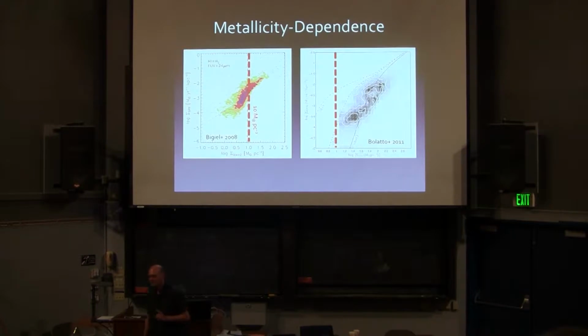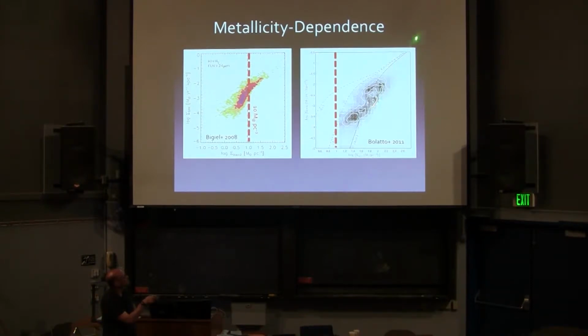Now, you can ask, what if I look at a galaxy that's significantly subsolar? The example of that is the Small Magellanic Cloud. So here is the same sort of analysis done for the Small Magellanic Cloud. The Small Magellanic Cloud has a metallicity of about 20% of solar. Here's that same 10 solar masses per square parsec. Again, the pixels are showing you where the data fall.